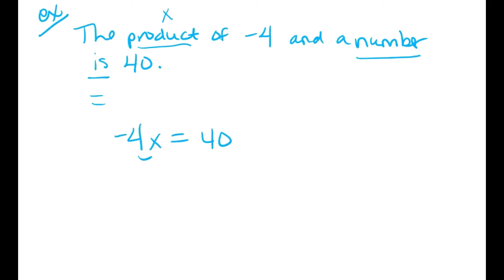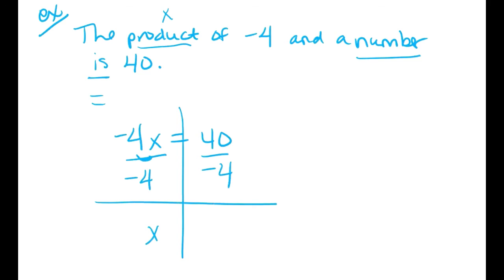Now we can see here that we have multiplication. We identified our variable, and we undo multiplication with division. And 40 divided by negative 4 is negative 10.